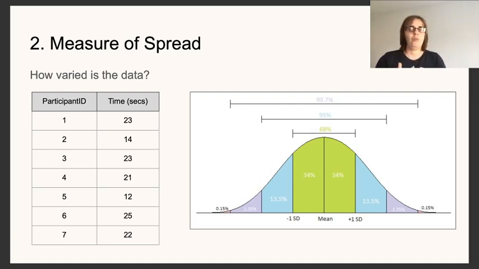So the main thing to take away is that -2 to +2 standard deviations of the mean value are going to give you 95% of all the values in your data set.